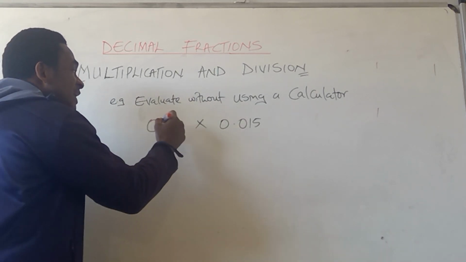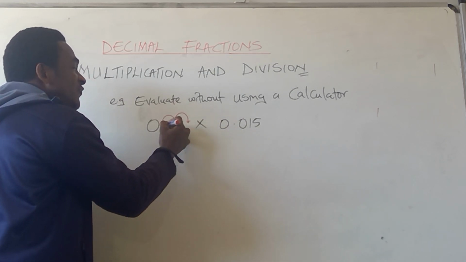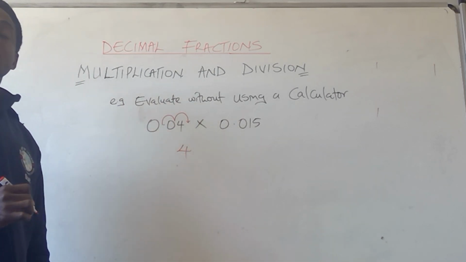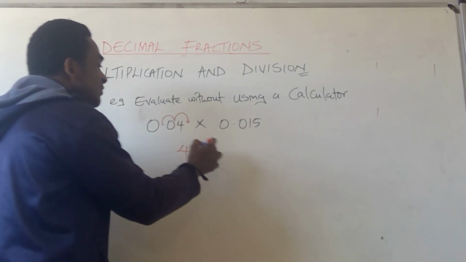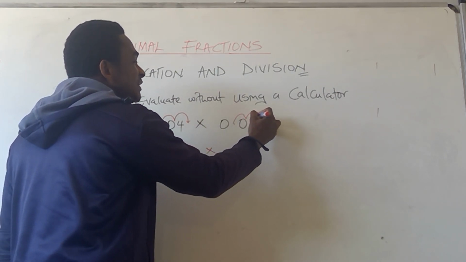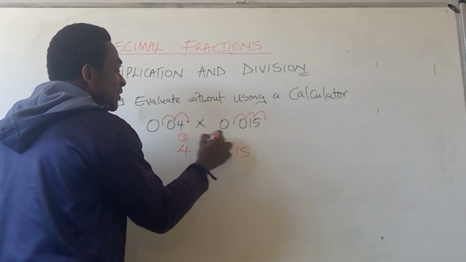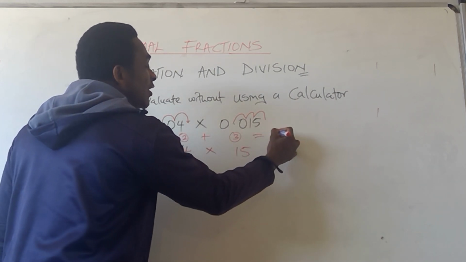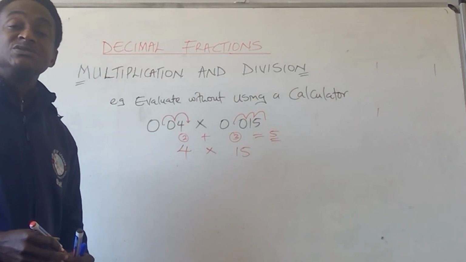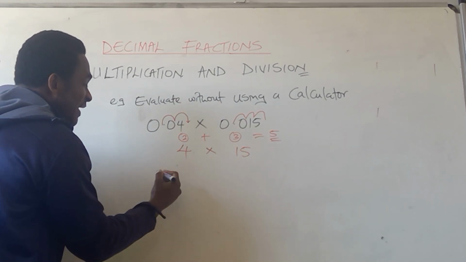So what we do here is we take out the decimal places. If we move towards the right, we take out 2 decimal places and this number becomes 4. We do the same thing for the other side. We took out 3 decimal places to make it 15. So here we took out 2 plus 3 decimal places. So in all, we took out 5 decimal places, and that is what we are going to return when we are done. So now we can easily multiply whole numbers.